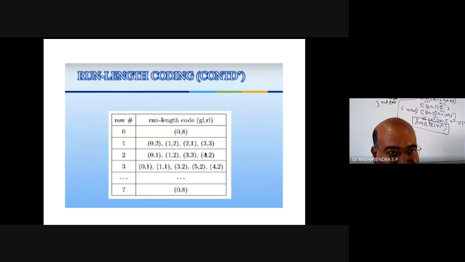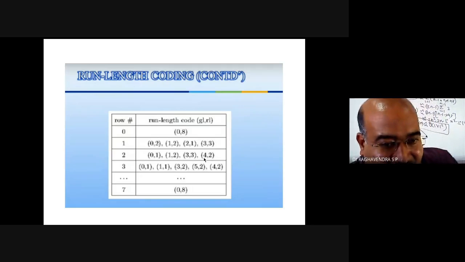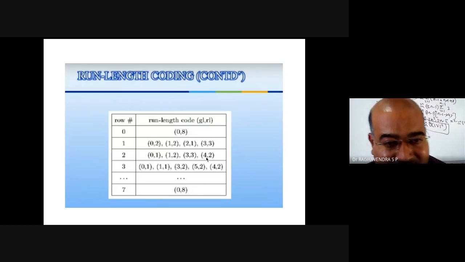If you convert 4 into binary format, it is 100. Okay, 100 is the binary format of 4. Yes or no? 4, yes, 100 is the 4.